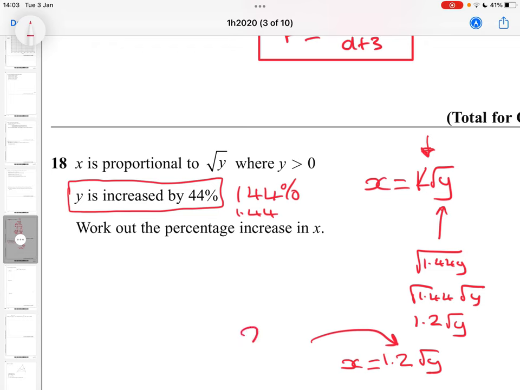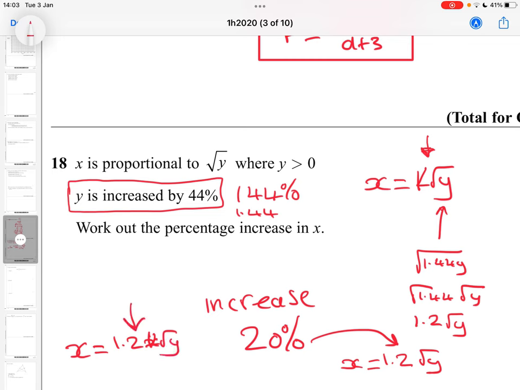You can see here the 0.2 is referring to 20%. So it's going to be an increase by 20%. The X value will increase by 20%, because X would equal 1.2 K root Y. So it's 20%.